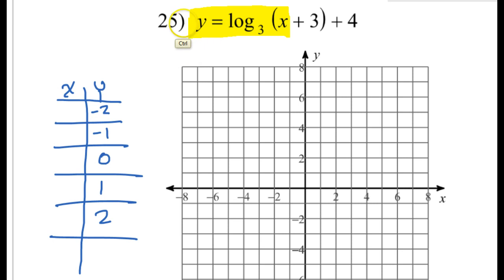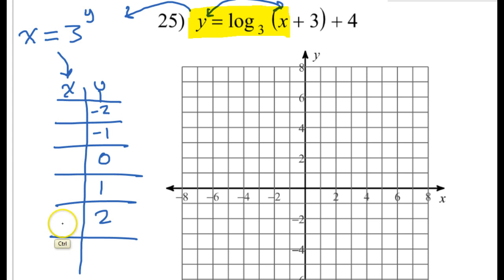To do that, I need to take this log form and rewrite it in exponent form. You bring down the base, which is 3, and then the other two expressions change sides. So the x goes to the left, and the y goes to the right and becomes the exponent. So I have this other version of the parent function, x equals 3 to the y power. This equation will give me all the x's because I'm just doing 3 to the -2 power, 3 to the -1 power, 3 to the 0 power, 3 to the 1 power, and 3 squared.